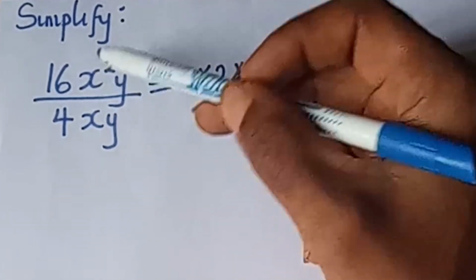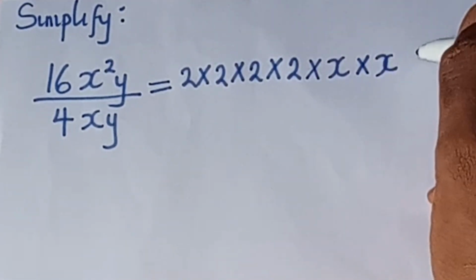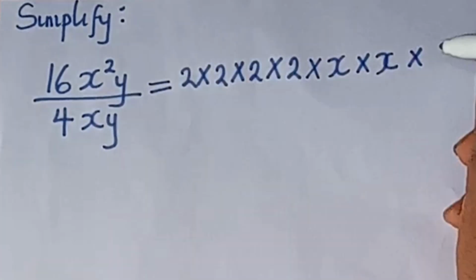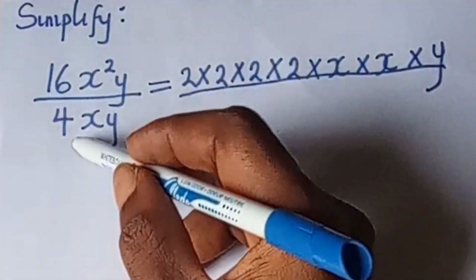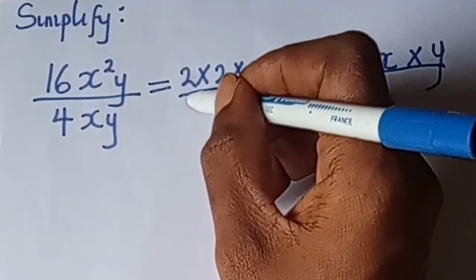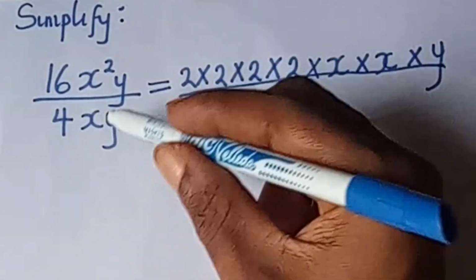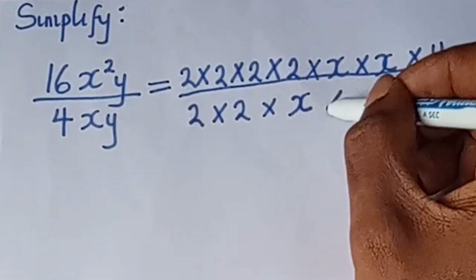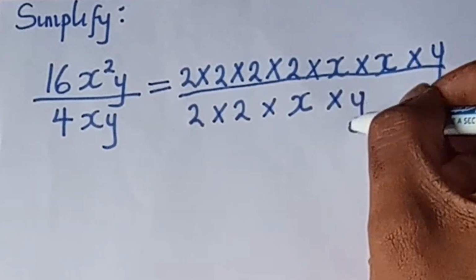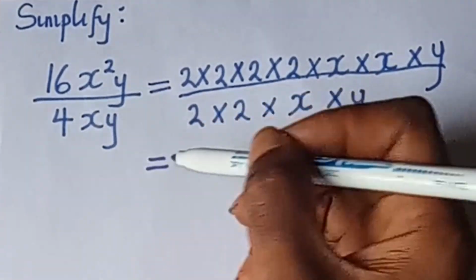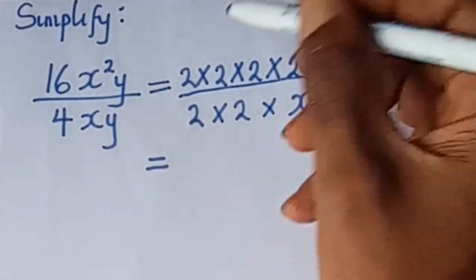Okay, we need to express this as 2 times 2 times 2 times 2 times x times x times y, all over. To express 4 is 2 times 2, times the x there and the y. Okay, we need to cross whatever thing we have here. We use it to cross the one up there.